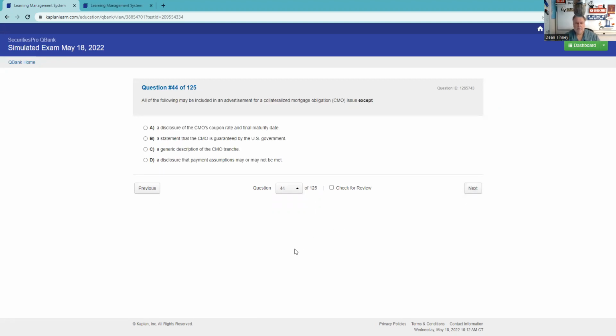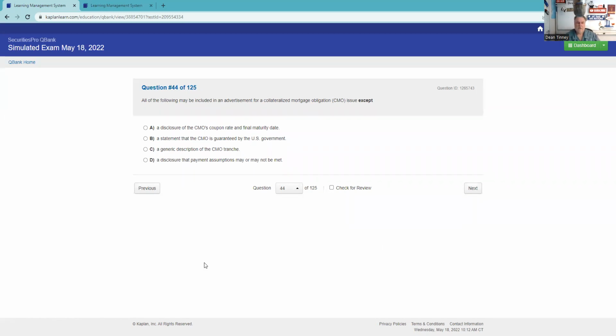All the following may be included in an advertisement for a CMO, collateralized mortgage obligation, except... this is kind of an interesting answer set. A disclosure of the CMO's coupon rate and final maturity date, that's choice A. A statement that the CMO is guaranteed by the U.S. government. Now, well, that sounds iffy. The portfolio that we carved up, the Ginnie Maes, but the cash flow from a generic description of a CMO tranche, the disclosures, the assumptions may or may not be met. Now I know for sure D is going to be part of that, and this is asking me the accept format, right? The accept format.